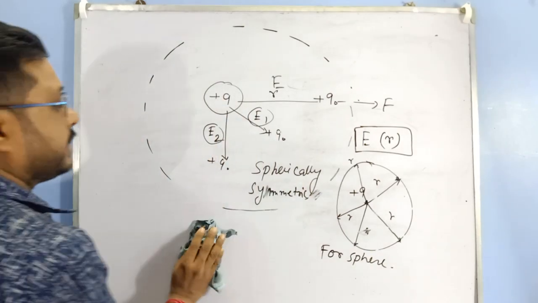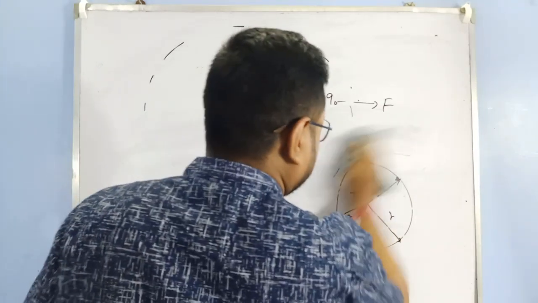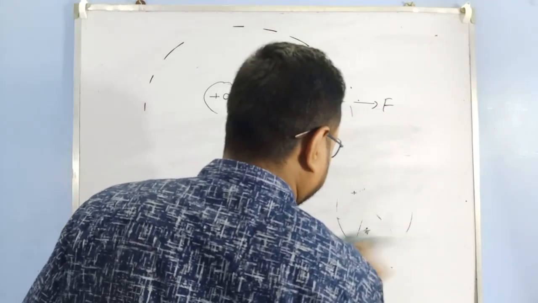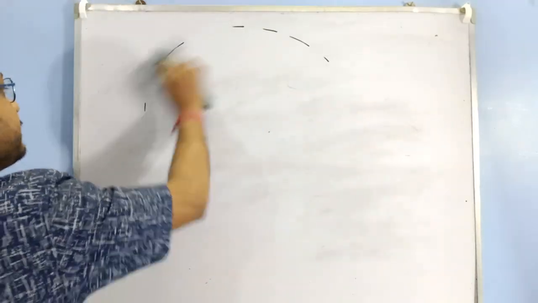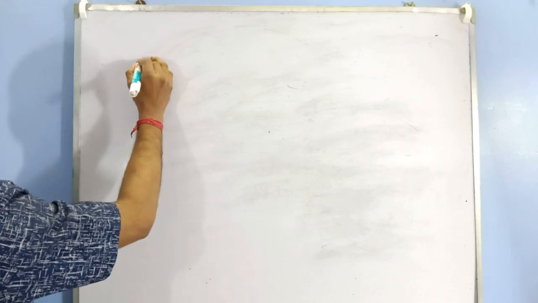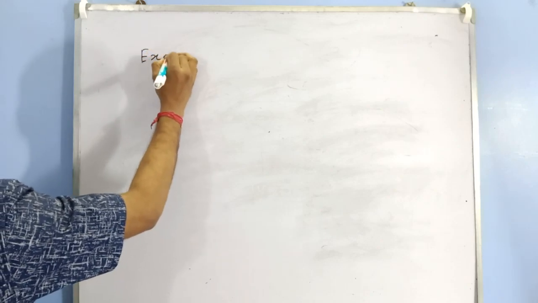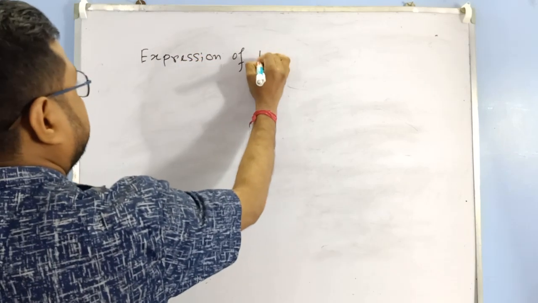So we can now know the definition of electric field. Now we can take the expression of electric field, the expression of E field.